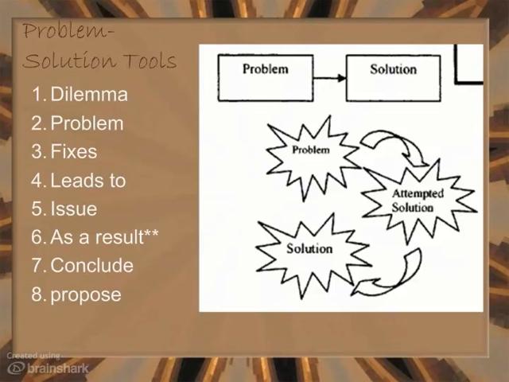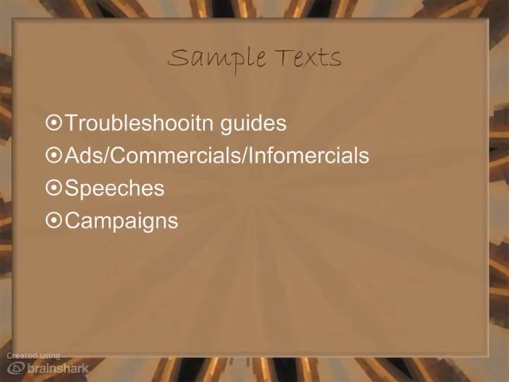When you're looking at problem solution, look for the following transition words: dilemma, problem, leads to, as a result, concludes, proposes. Notice that as a result also could be cause and effect, so you have to use some of your clues. For graphic organizers, you could use T-charts or even web maps. In the real world, you're going to see problem solution in troubleshooting guides, ads, commercials, or even infomercials. You're going to see it in speeches and also in political campaigns.